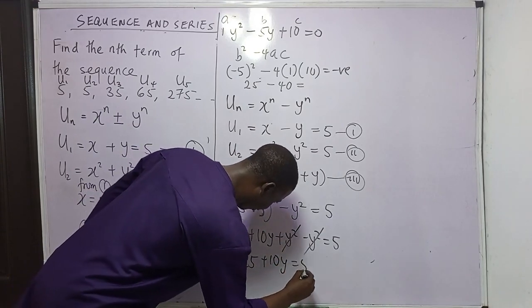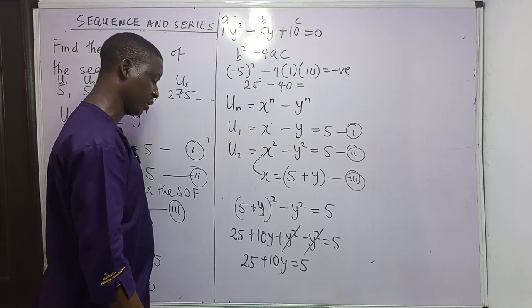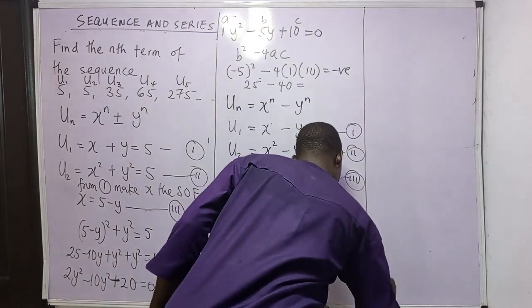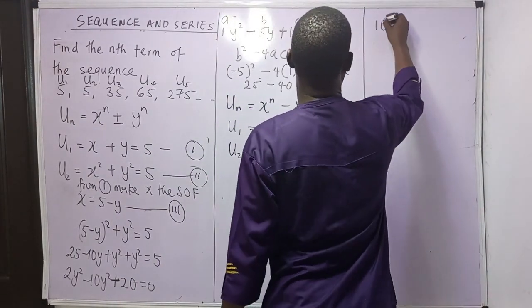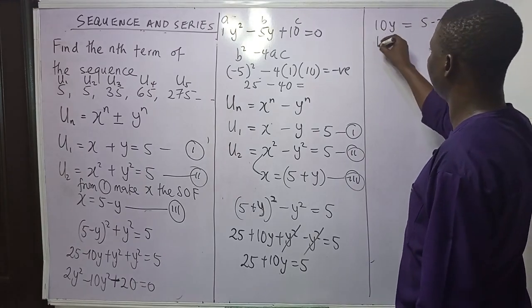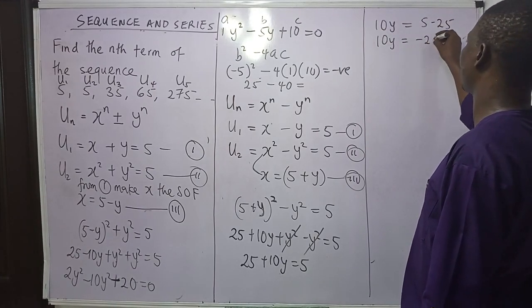10y equal to 5. Let us make 10y be on its own. So what we're going to have is this: 10y equals 5 minus 25, which will give us 10y equal to minus 20.